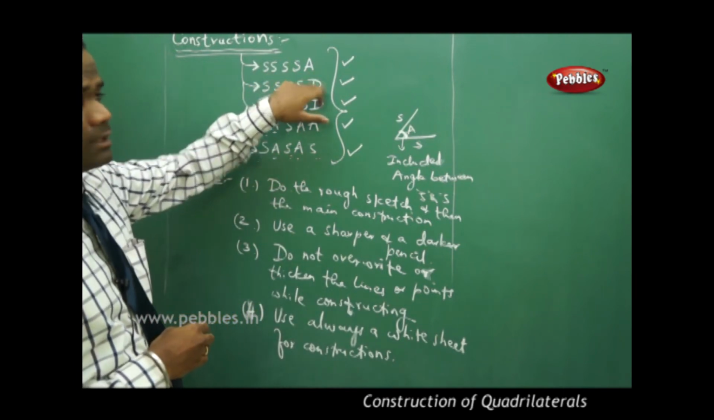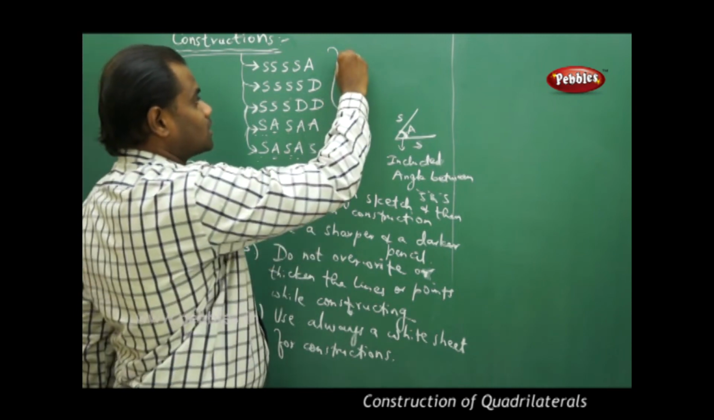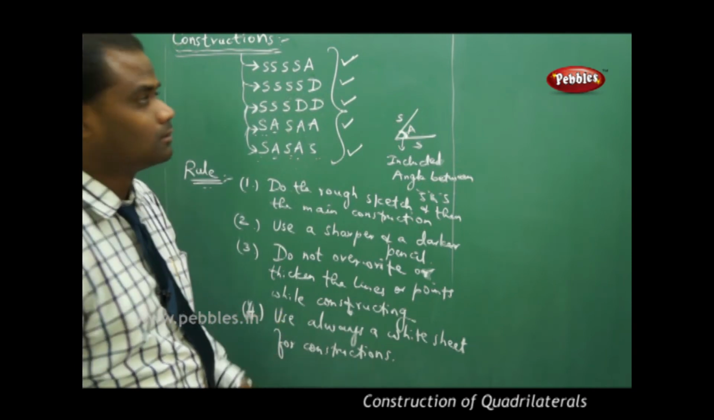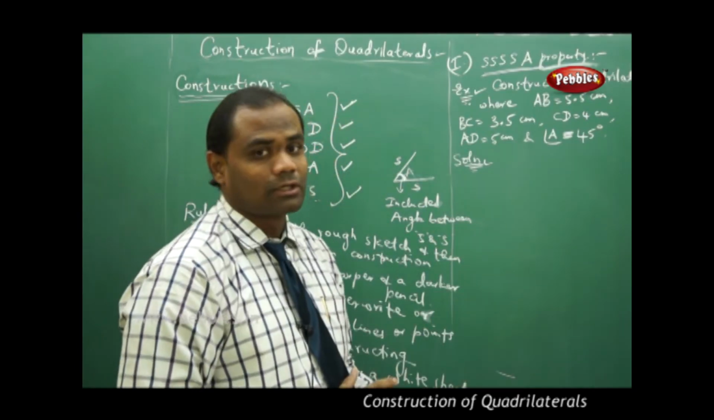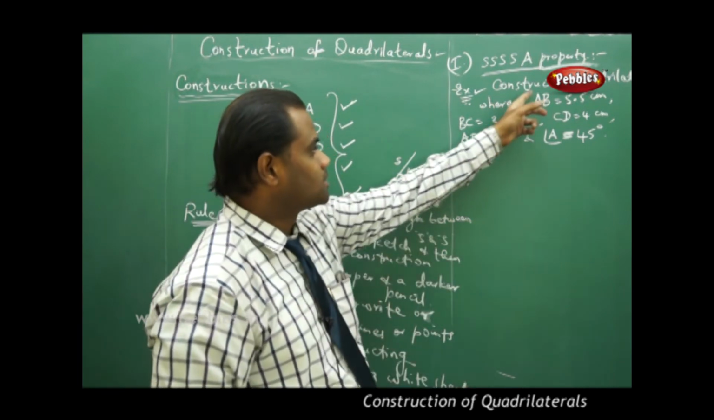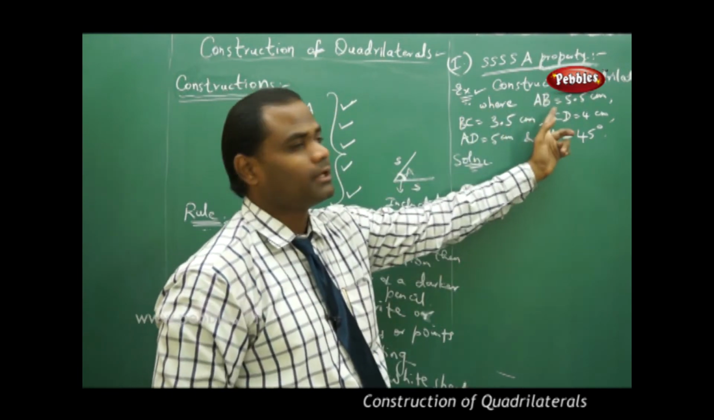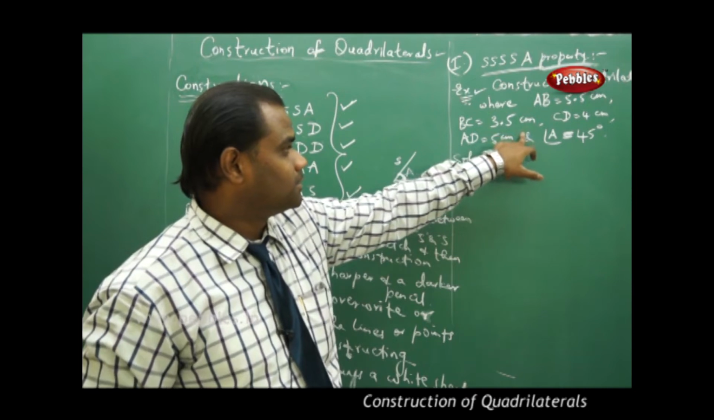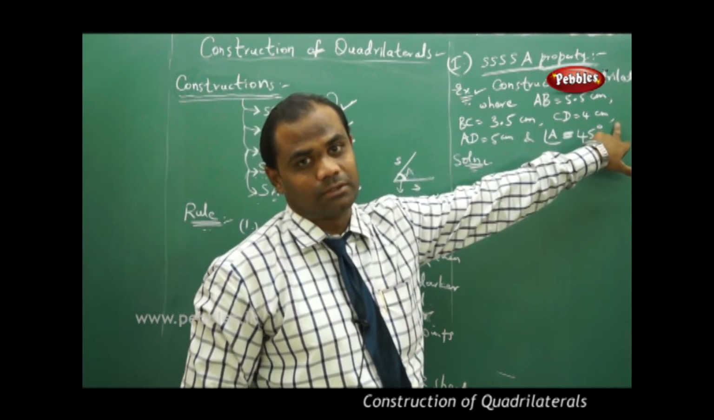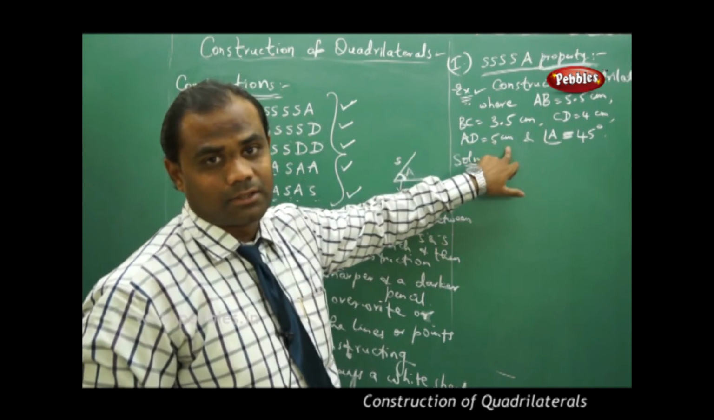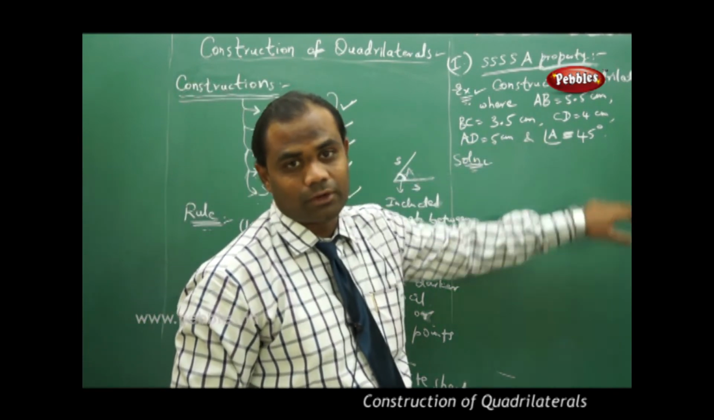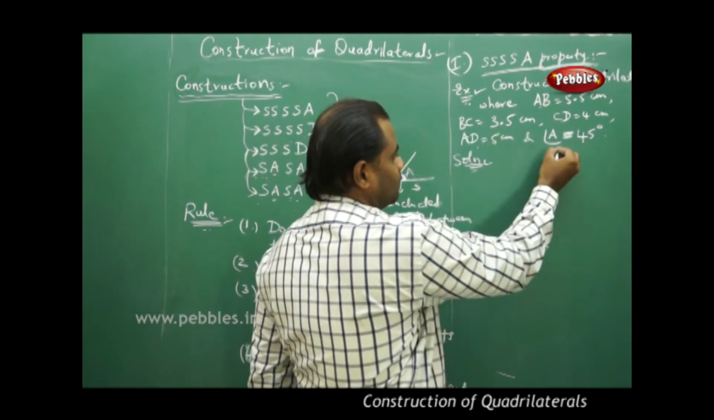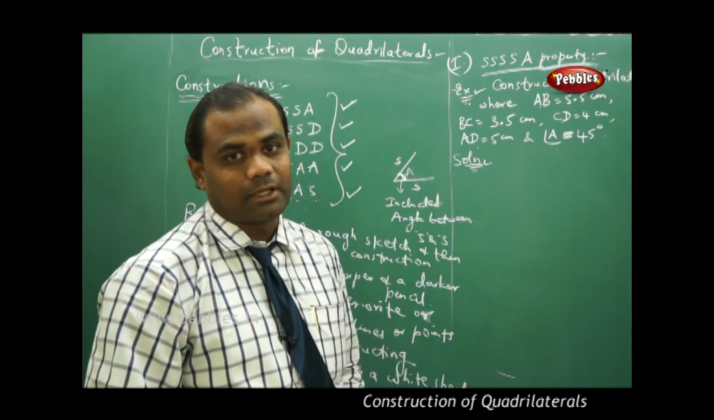Let's take 4 sides and 1 angle and see how a quadrilateral can be constructed using the condition number 1, which says that 4 sides and 1 angle is the information which would be provided. Now let's take this example problem. I have to construct a quadrilateral ABCD where AB is 5.5 centimeters, BC is 3.5 centimeters, CD is 4 centimeters, AD is 5 centimeters and angle A is 45 degrees. So using the 4 sides and one of the angles, let's see how a quadrilateral can be constructed.